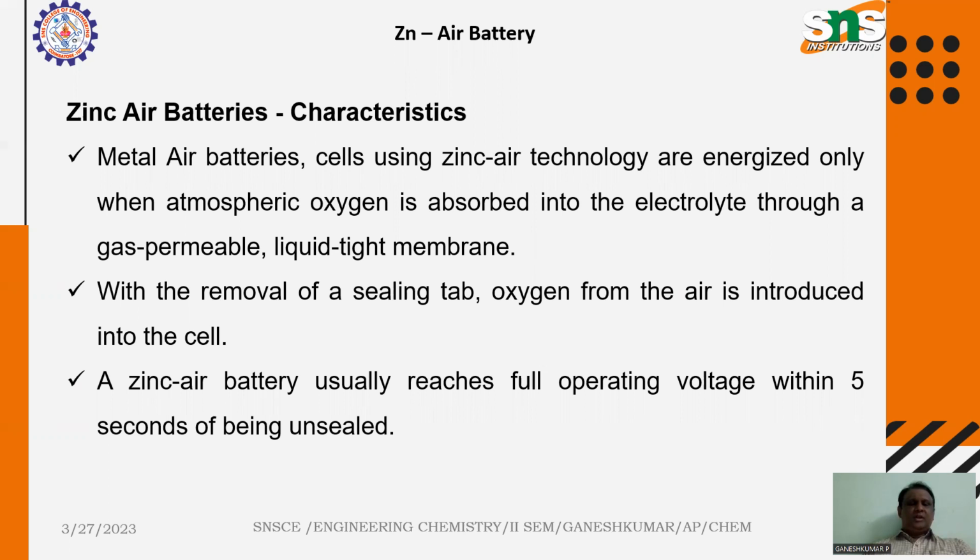There will be a seal. By removing that seal, the oxygen, that is air, is introduced into the cell. It enters into the cell. When it has entered the cell, the zinc will be there. Then the oxidation reaction will take place. So within 5 seconds, the battery starts producing the electrical current once the seal is open.